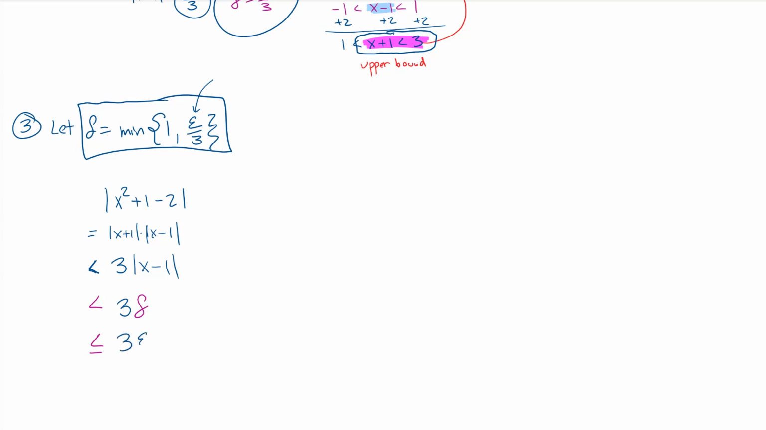So we get 3 times our epsilon over 3. It cancels, and gives you your epsilon. Therefore, the limit as x tends towards 1 of x squared plus 1 is indeed equal to 2.